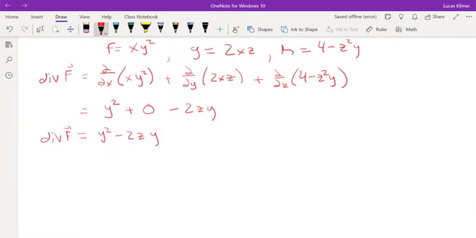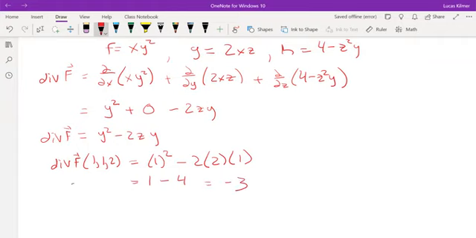So all I have to do then is plug in my information. If I want to take the divergence of that function at 1, 1, 2, all I have to do is plug it in. Y squared right here, we got y is 1, so we got 1 squared minus 2. Z is also 2, and then you're going to have y is 1. So then all you do is the math. You get 1 squared is 1 minus 4. You end up with a divergence, or that density of change, is negative 3. The divergence at 1, 1, 2 is negative 3.